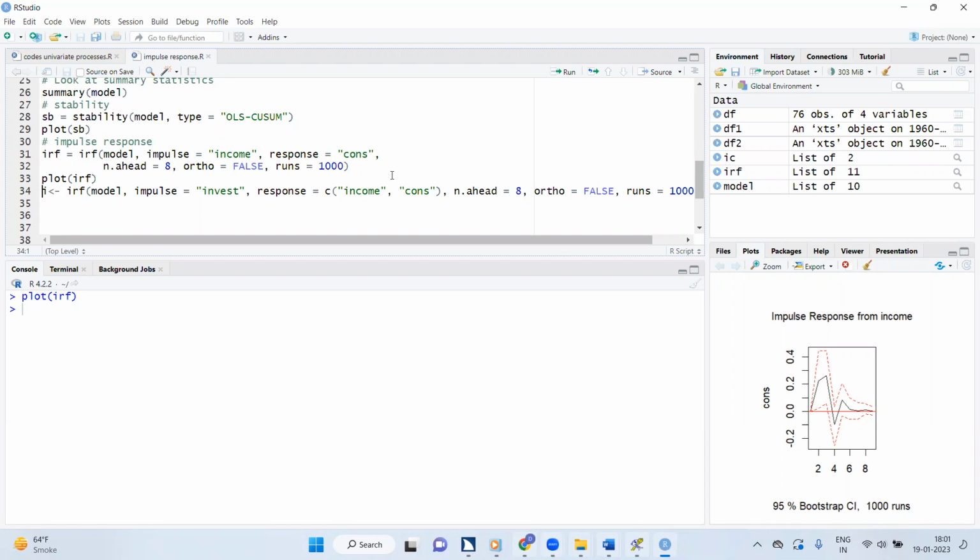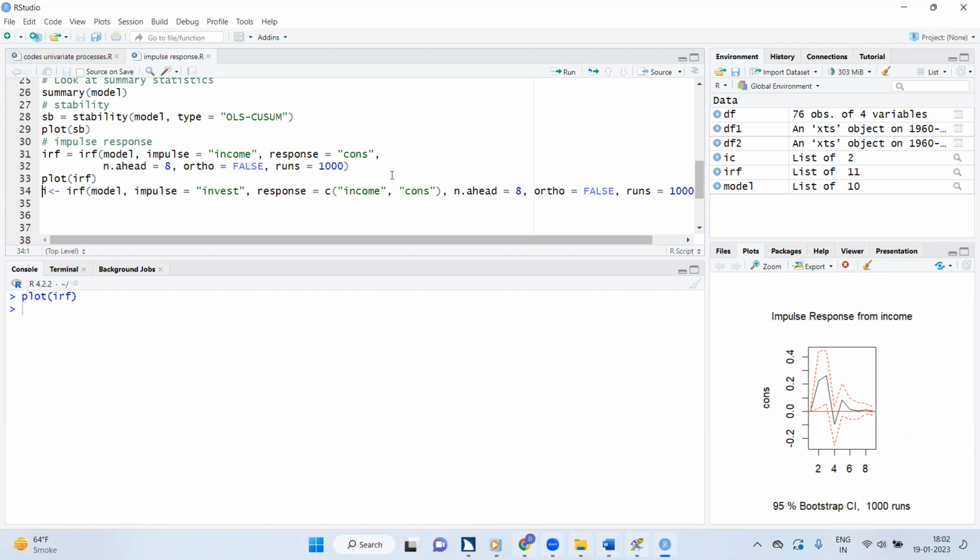So it seems that the impact of a shock in income on consumption is positive initially, but it dies out in the immediate next period. So it does not take much time; the response of consumption to income is absorbed in just 2 time periods, if you look at the graph more closely. Similarly, we can make other plots. This is how we should interpret these impulse responses.